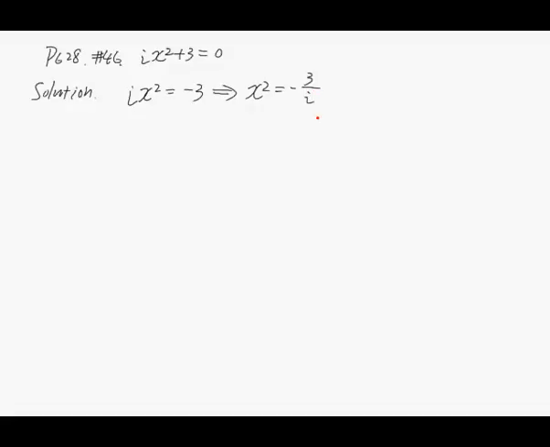And we need to write this right side in the form a plus bi. So we need to multiply both the numerator and denominator by i in this case. So we know negative 3 over i times i over i. Then you have negative 3i over i squared. And i squared is equal to negative 1. So you have 3i. So finally, you have x squared equal to 3i. So right now we need to find the square roots of 3i.